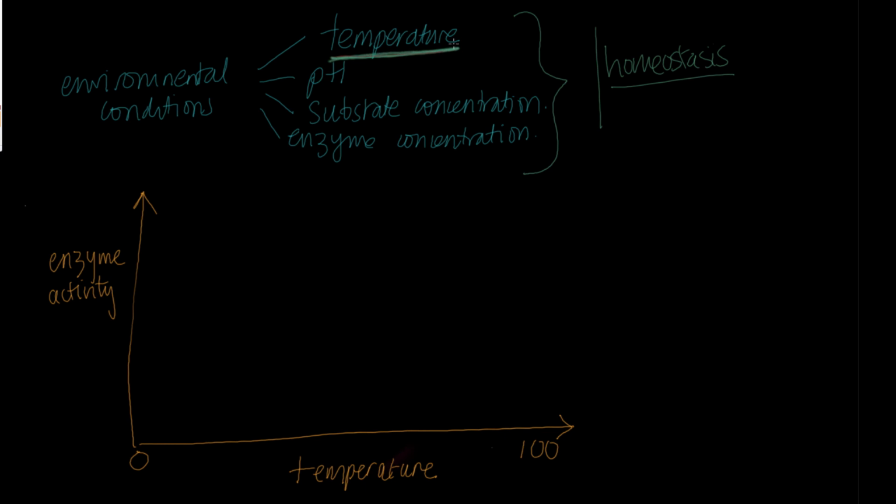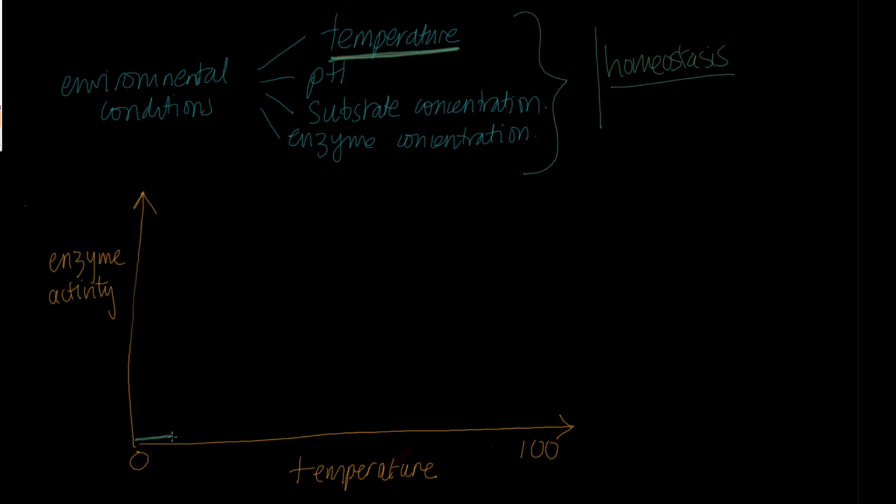So here is a graph showing enzyme activity, and you can record this in various ways. It might be how much substrate is converted to product, for example. And down here is the temperature, and this is a degrees Celsius scale. So this is going to be boiling, and this is freezing. So if we plot how well enzymes work under different temperatures, we're going to see a graph like this.